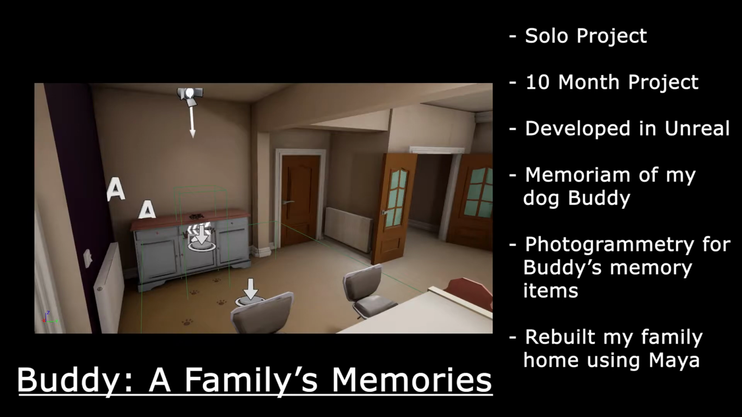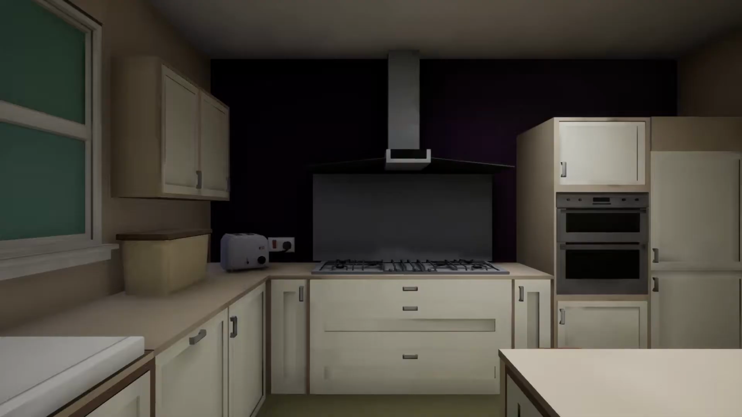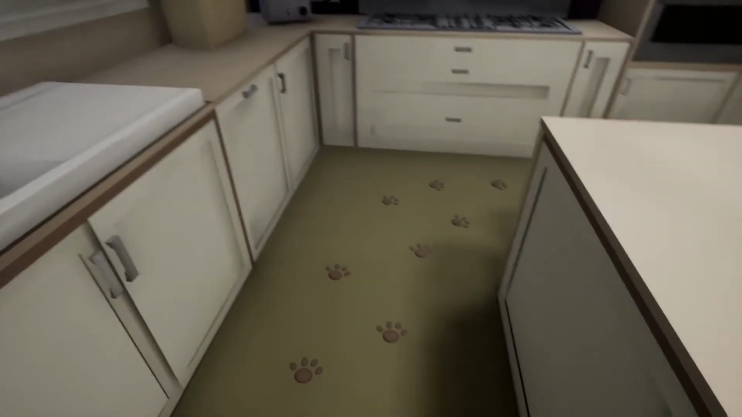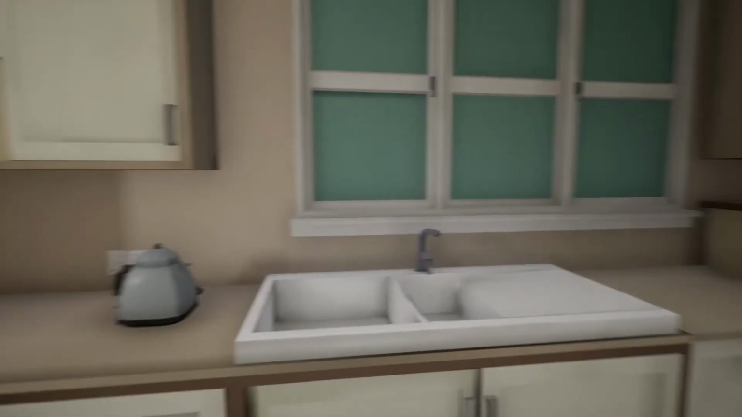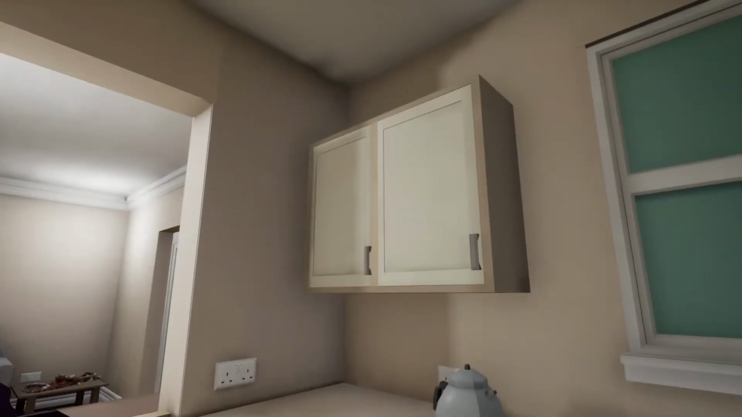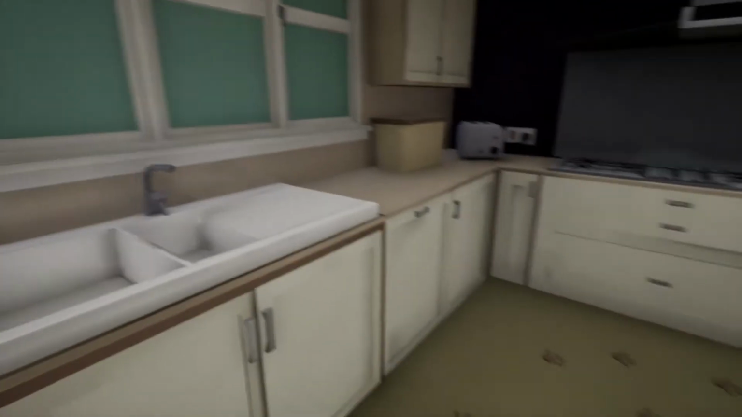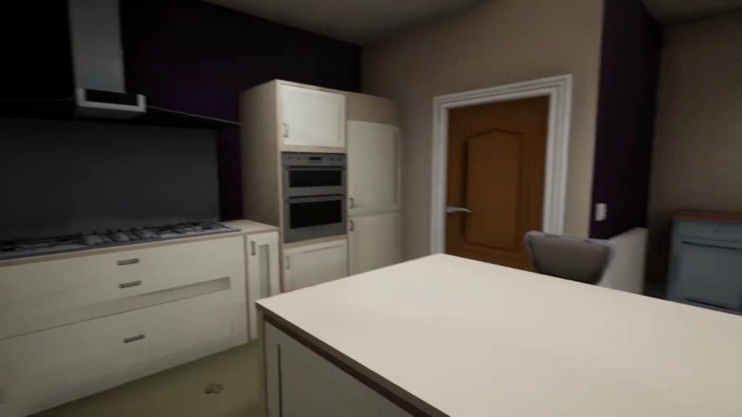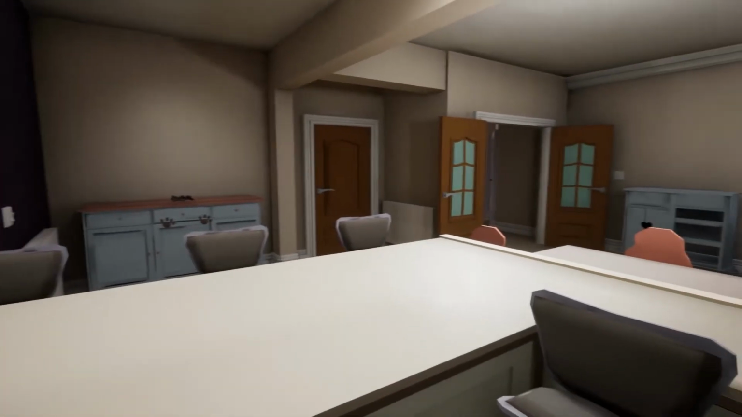The player explores the house Buddy was raised in, following his footsteps and picking up digitally scanned objects that belong to him. I used my sister's own memories and pictures so that the player would be able to understand how much we love Buddy and hopefully are able to relate to the love people can have for their family pet.